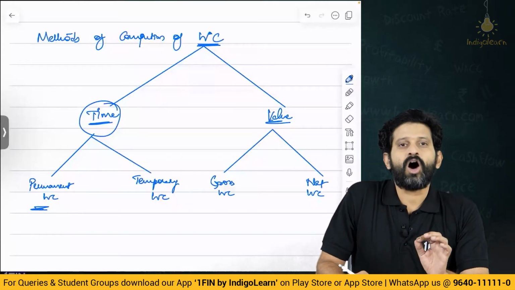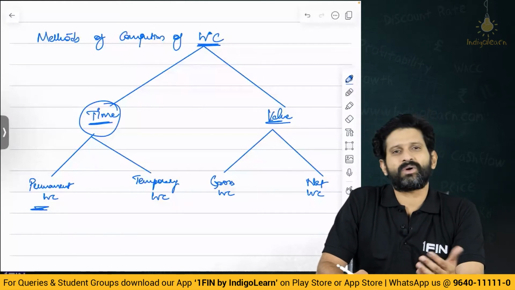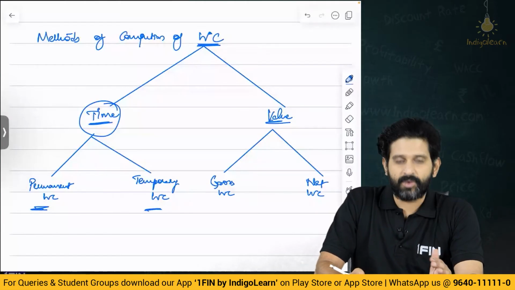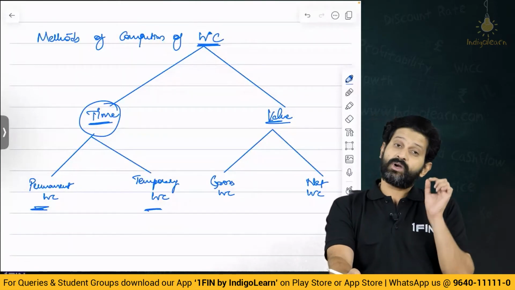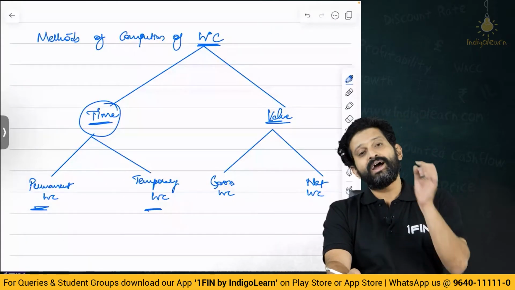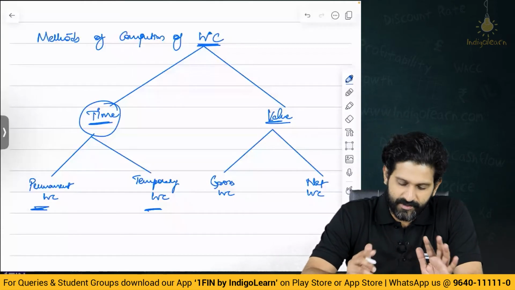On what basis? On the basis of situations. Say for example, seasonally, the company may require more working capital. Then it is called temporary working capital. In simple words, the working capital which is required over and above the permanent working capital, based on the situation, is called our temporary working capital. So this is based on time.